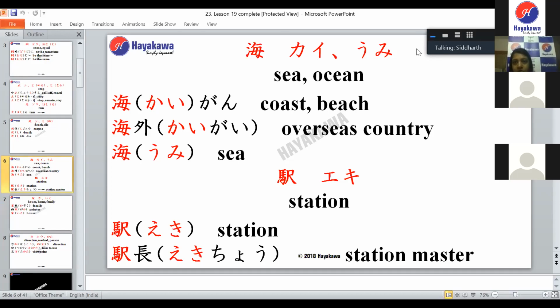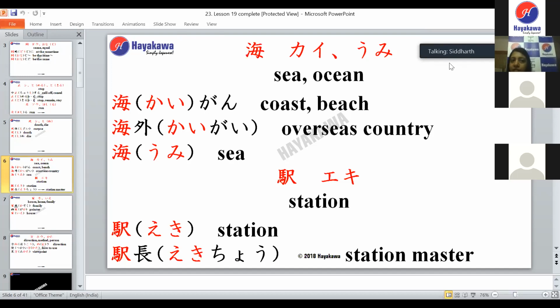You have onyomi and kunyomi, right? So kai is your onyomi. That's why it's given in katakana. Your kaigan will be written in hiragana because it's a Japanese word. Any other doubts, Siddharth-san?